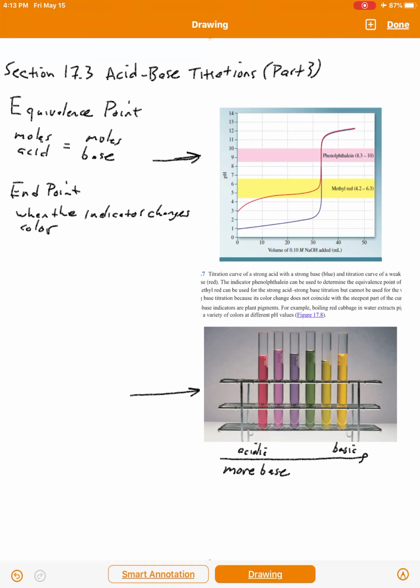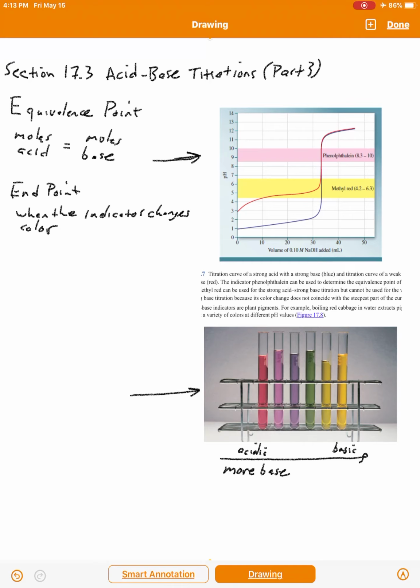If you take a look at methyl red, it would not be a good indicator to use for that particular titration between HCl and NaOH, because at the equivalence point, that reaction changes pH at 7, but this one changes color at pH 4. That's way off from 7, so that's not a good indicator for that. However, it might be a good indicator for a strong acid with a weak base, because the equivalence point of a strong acid with a weak base is less than 7. And the range here that's indicated is between 4.2 and 6.3.